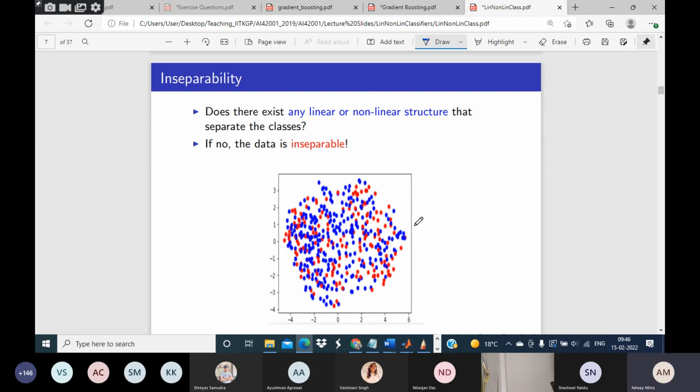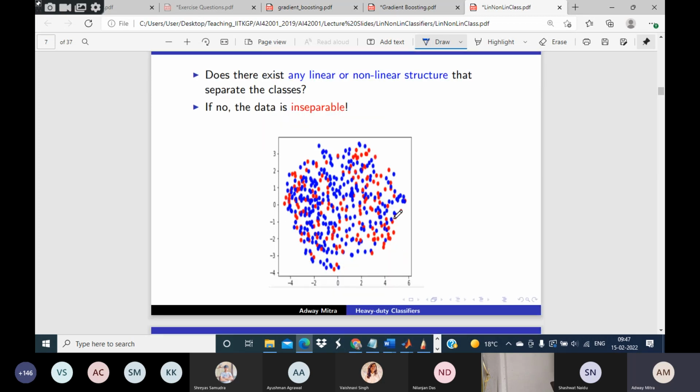Now, of course, there are some data sets which are inseparable. That means that there is no linear or non-linear structure where the different classes can be separated on the two sides. If the data set is like this, then whatever structure you consider, you will not be able to have all the reds on one side and all the blues on the other side. So if this is the situation, then we say that the data set is inseparable.